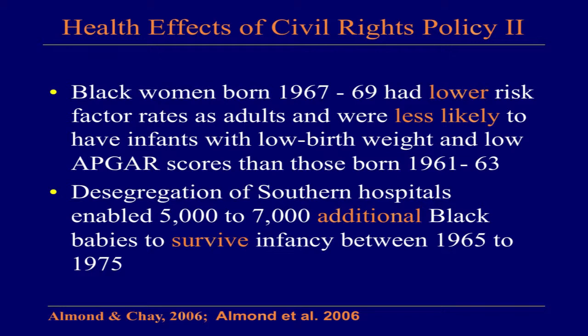And desegregation of southern hospitals enabled 5,000 to 7,000 additional black babies to survive infancy between 1965 and 1975. That is what the ACA is also trying to do.